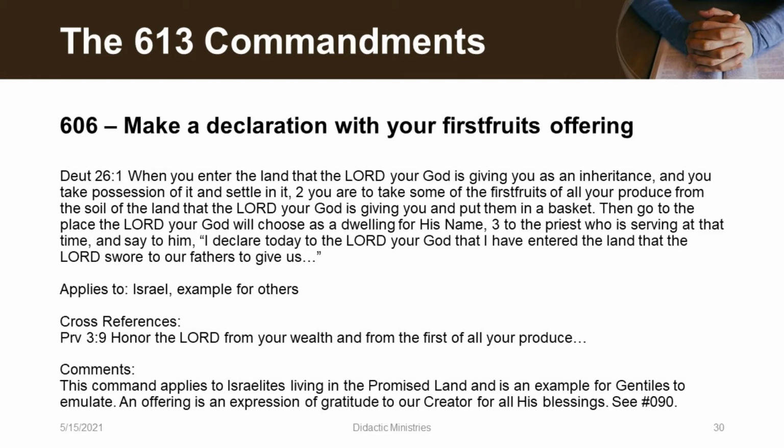This command specifically applies to the Israelites living in the promised land. However, it serves as an example for Gentiles to emulate. An offering is an expression of gratitude to our Creator for all the blessings that he gives to us. Proverbs chapter 3, verse 9 says, honor the Lord from your wealth and from the first of all of your produce. So giving an offering to God is an act of gratitude, and it is appropriate for all people to show gratitude to our great Creator God.